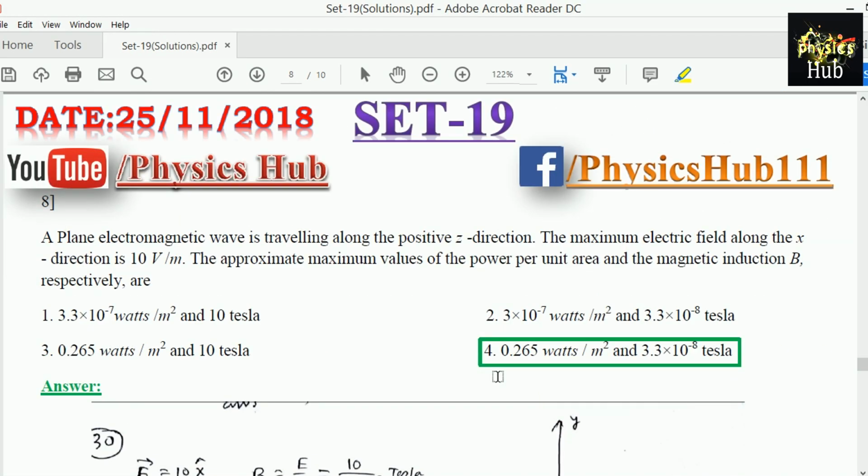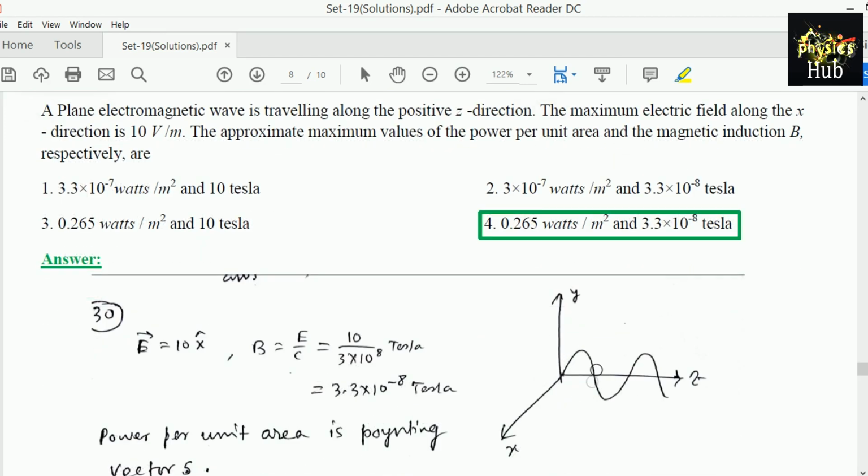Next question, question number 8. A plane electromagnetic wave is traveling along the positive z direction. The maximum electric field along the x direction is 10 volt per meter. The approximate maximum value of the power per unit area and the magnetic induction B respectively are. So the wave is traveling in the z direction, and electric field E is 10x along the x-axis, and magnetic field must be along the y-axis.